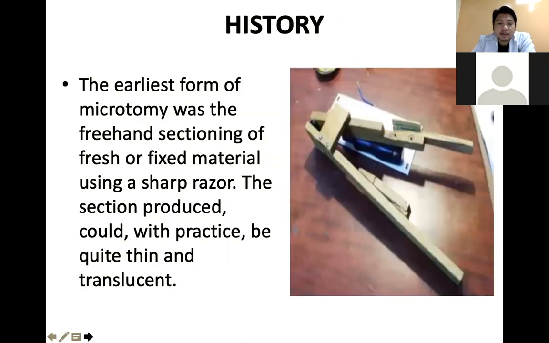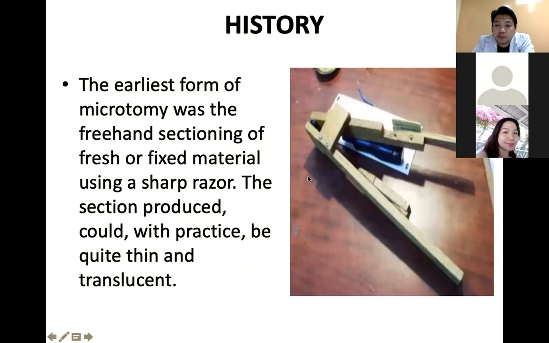In history class, the earliest form of microtomy was freehand sectioning of fresh or fixed tissue material using a sharp razor. The section produced could, with practice, be quite thin and translucent. So this is the freehand microtome that was used before by our scientists for sectioning our tissues.